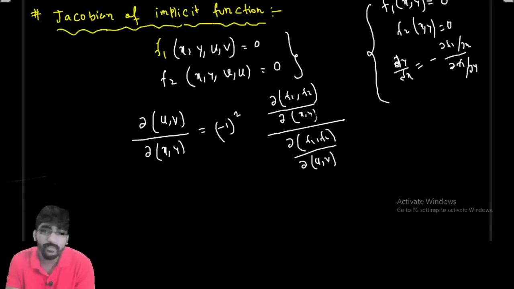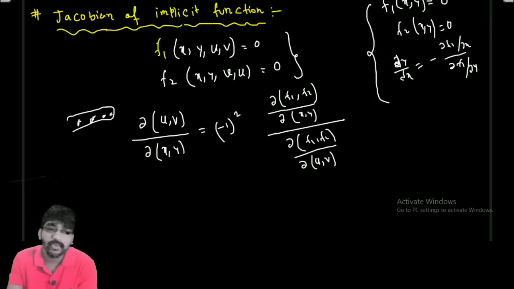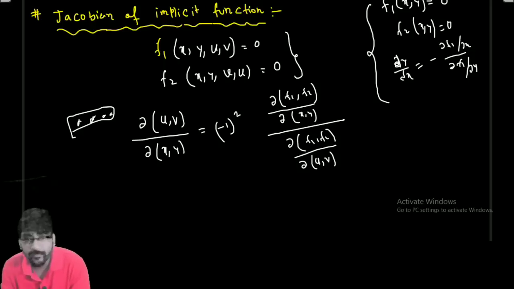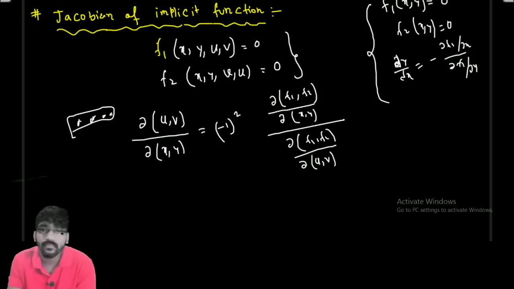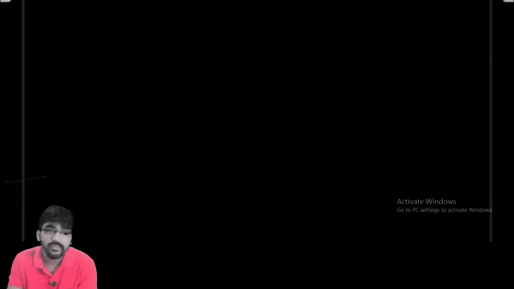Now let me solve a problem so that you can understand. You have to use this property. You don't need to prove this; there is a derivation, but you don't need to do it here. Let me give one example so that you can understand everything.